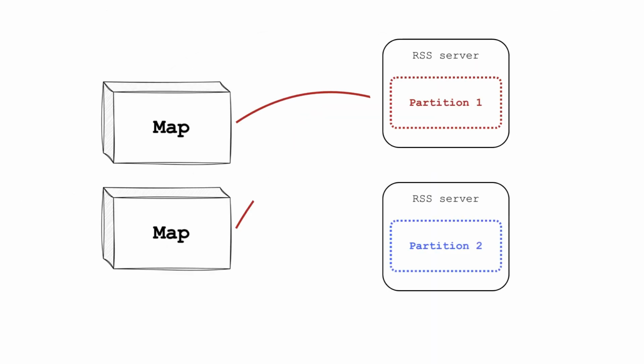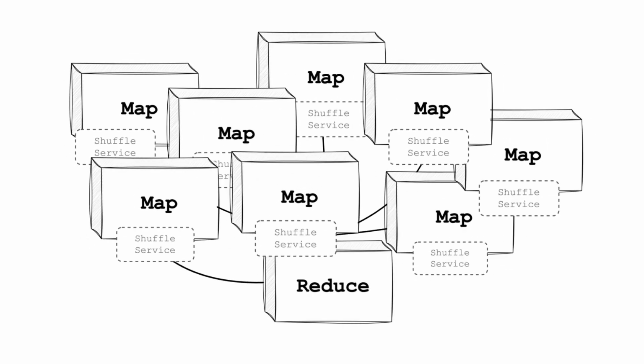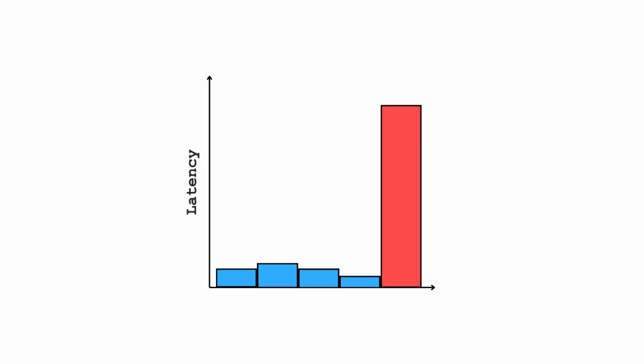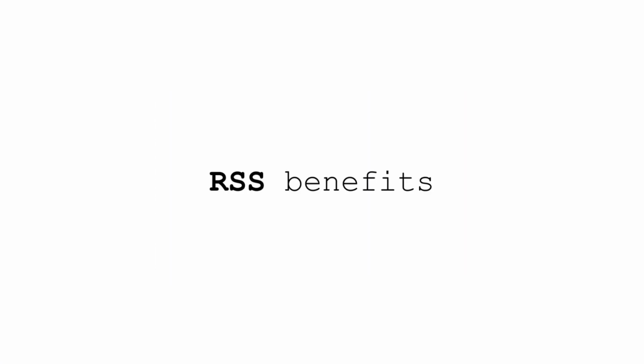A significant change here is that the mapper would write data from the same partition to a unique RSS server. So the reducer would only need to fetch data from one RSS server instead of directly communicating with multiple map servers as in the original solution. Uber could mitigate the Spark job latencies on the remote shuffle server by doing this. Next, let's see some benefits that RSS brings to the table.